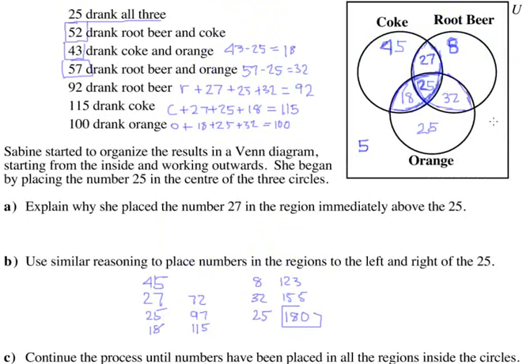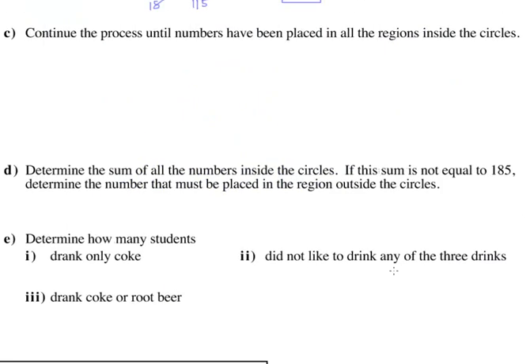And finally, just interpreting some of this, how many students drink only Coke? Only Coke on this diagram means you're in the Coke circle and you're not in any of the others. That's these people here. There are 45 of them. They drink Coke, but they're not in the root beer area here or the orange area here. So that's a 45. Don't like any of those 3 things. We just talked about them. Those are the 5 people who are outside all the circles.